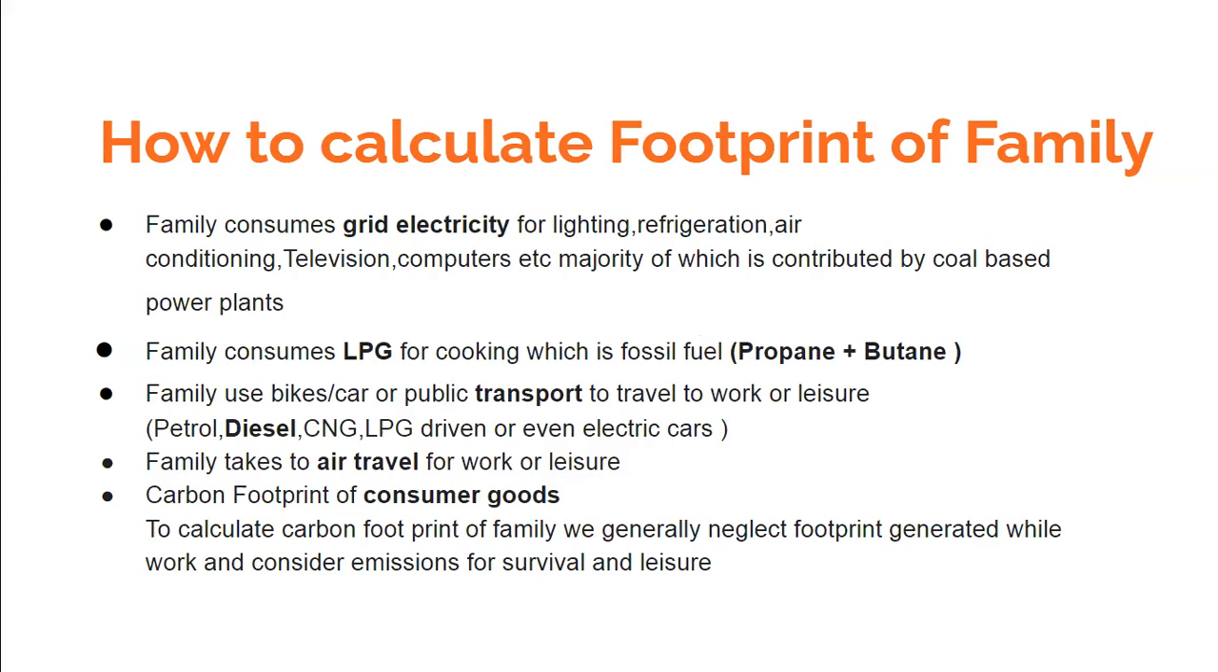How does one calculate the carbon footprint of a family? We need to understand the energy usage of the family in order to compute its carbon footprint. A family would consume grid electricity for lighting, for refrigeration, for air conditioning, for running the televisions, computers, etc. The majority of this electricity would come from conventional power plants. It could be from a coal-based power plant, for example.